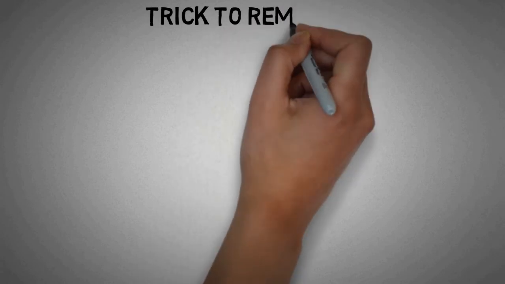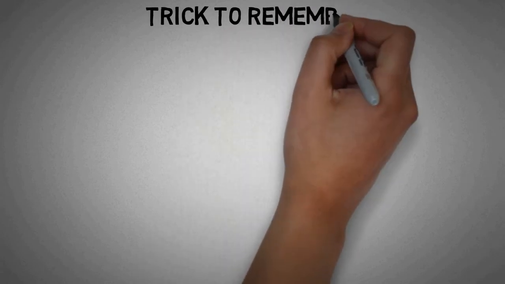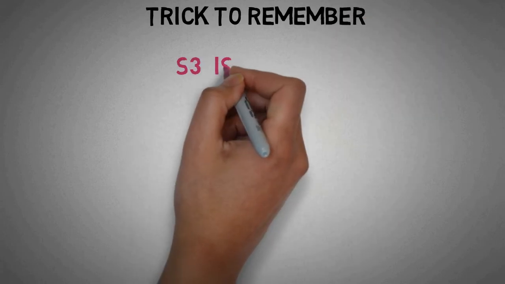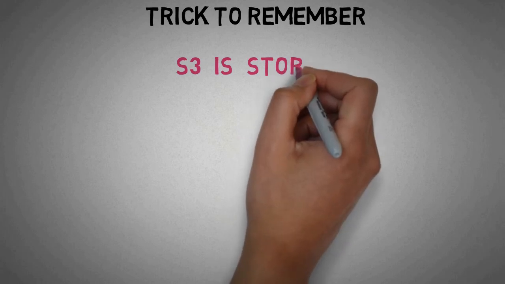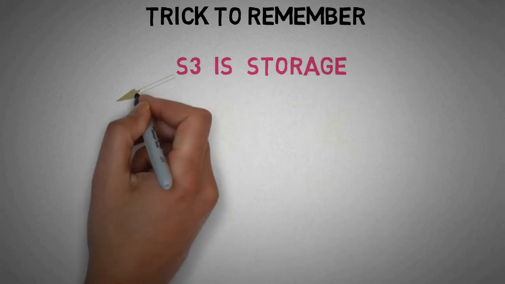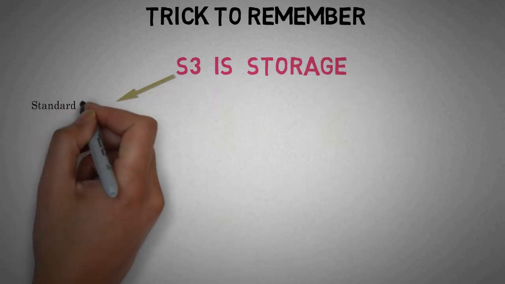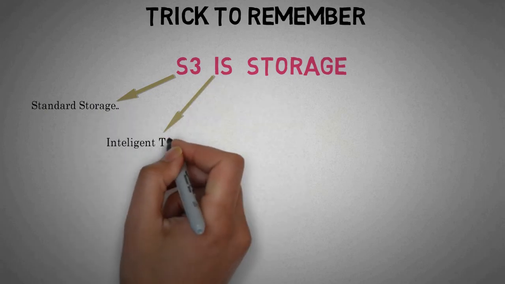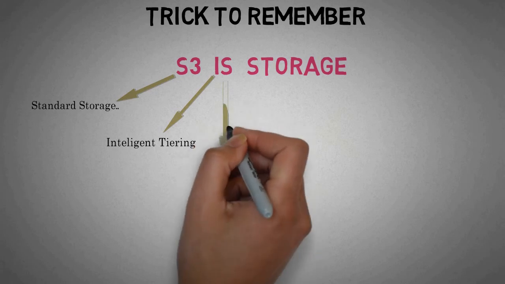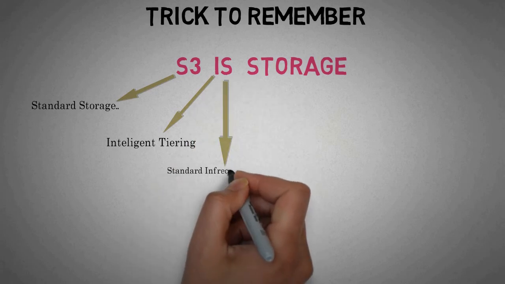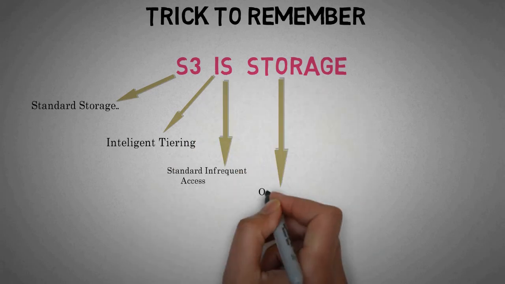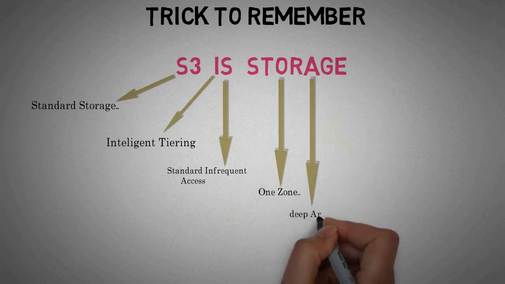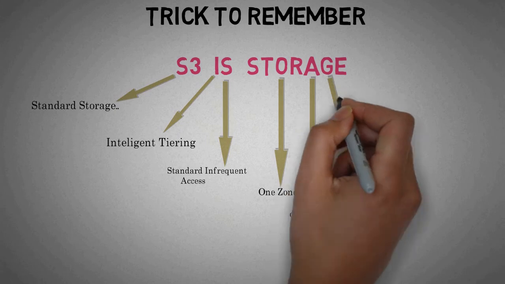Last but not the least, let me tell you a trick to remember the names of the storage classes. Just write the phrase "S3 is storage", and in this, S stands for Standard, I stands for Intelligent Tiering, again S stands for Standard Infrequent Access, O stands for One Zone, A stands for Archive, that is Deep Archive, and G stands for Glacier.